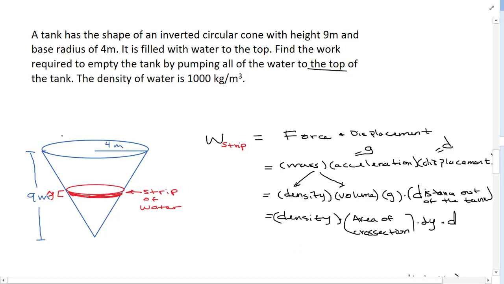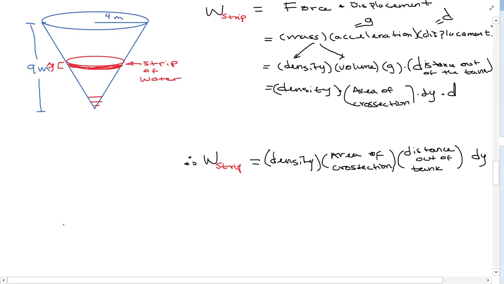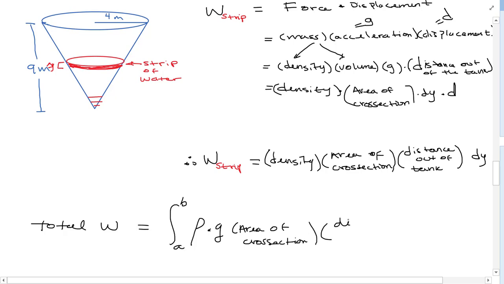So what about all of them? Since the tank is filled with water to the top, we have strips of water that go all the way up and down the tank. So the total work is the integral, and I should probably say not from the bottom of the tank to the top of the tank, but from the bottom of the liquid to the top of the liquid. If the tank wasn't full, then we would just go to where there's liquid. So it will be from a to b, and then the density, usually given the little rho Greek symbol, times the gravity, times the area of your cross section, times the distance out of the tank, times dy, or dx if you choose to label your axis x.